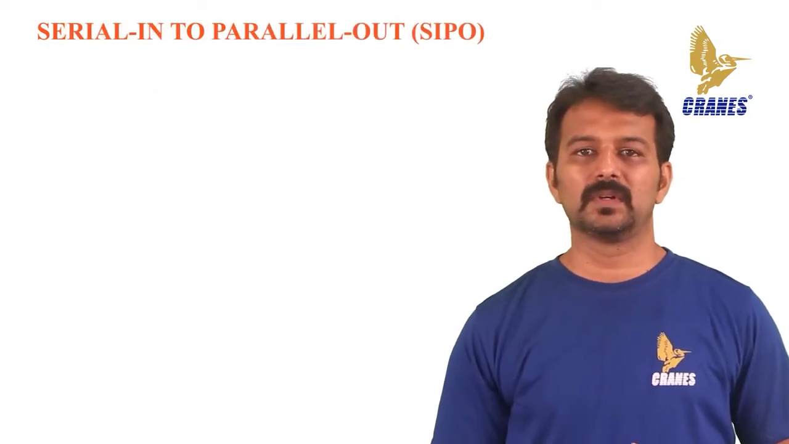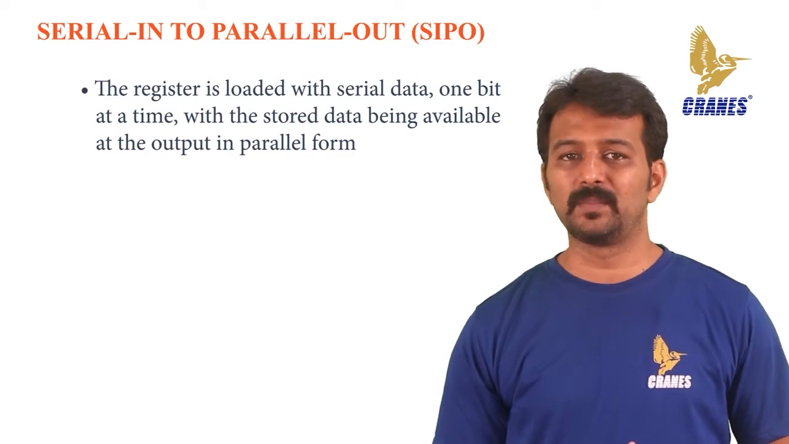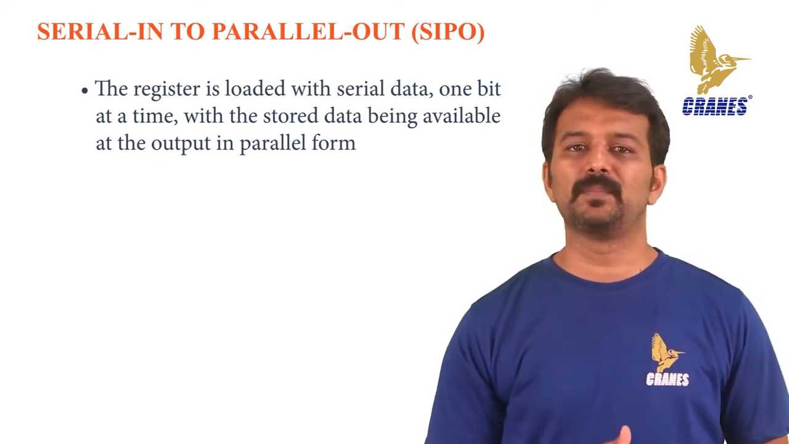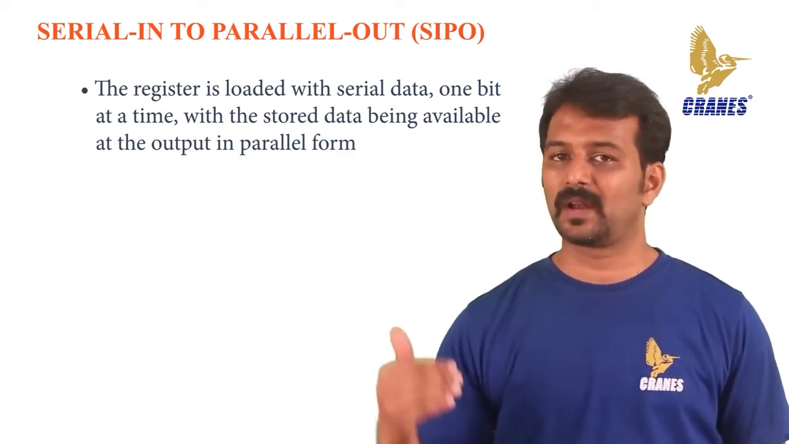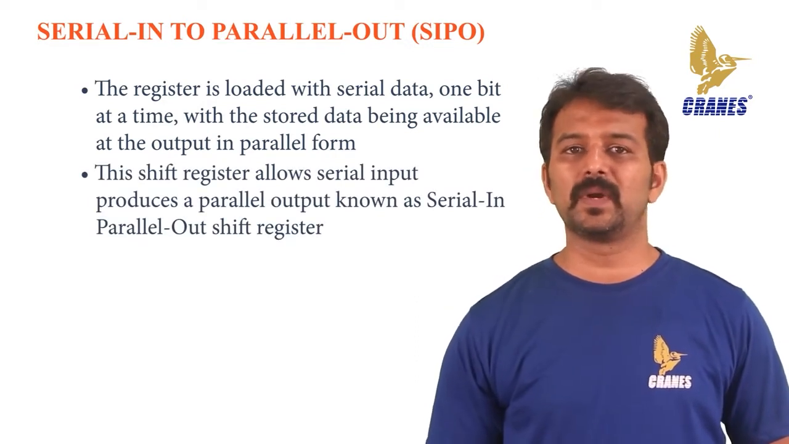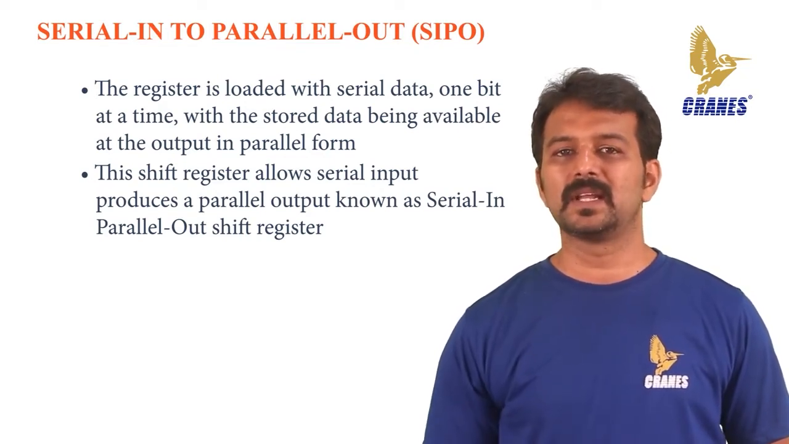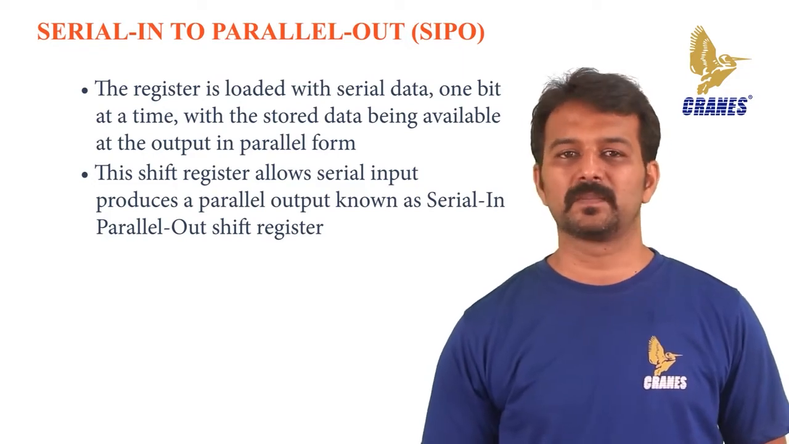Serial in, parallel out is also called SIPO. The register is loaded with serial data, 1 bit at a time, with the stored data being available at the output in a parallel form. This shift register allows serial input, that is 1 bit after the other through a single data line, and produces a parallel output, known as a serial in, parallel out shift register.